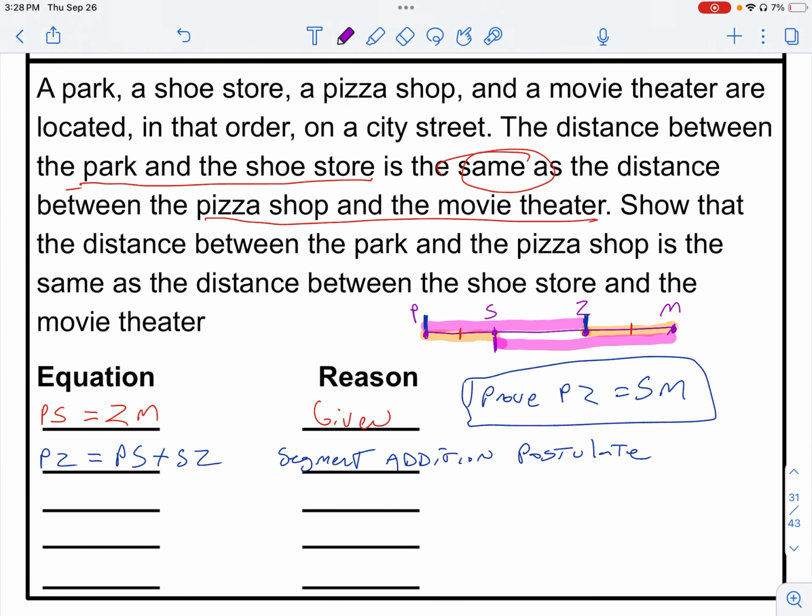Let's get SM in, which is right here. So SM is going to be SZ plus ZM. So that's the segment addition postulate. Cool, we got a PZ and SM in. We got to prove them the same distance, the same length. I'm feeling pretty good about this.